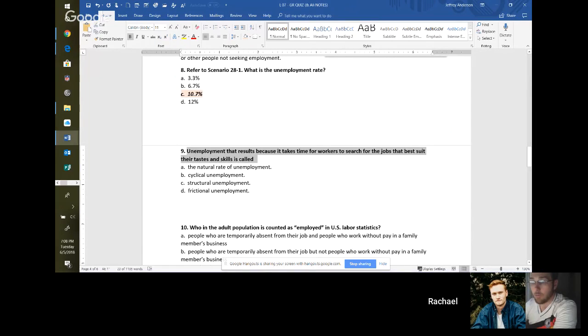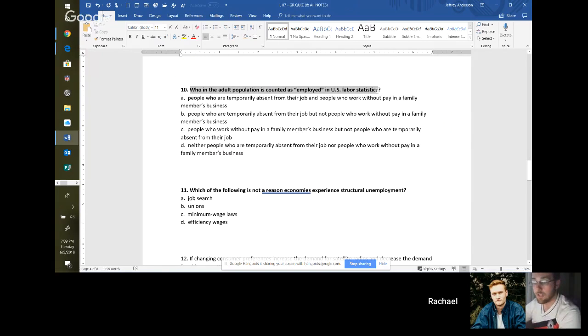So question 9, unemployment that results because it takes time for workers to search for the jobs that best suit their tastes and skills is called blank. I think I saw this in a book somewhere, but I have no idea what that would be. I think it was structural unemployment. Is that an option? Structural unemployment. Ah, I found it. It is structural unemployment. Yeah, sweet.